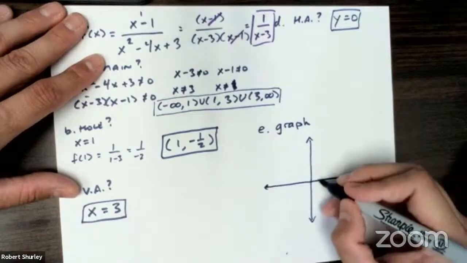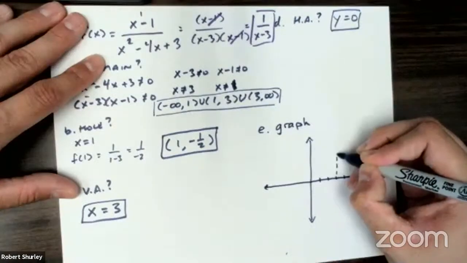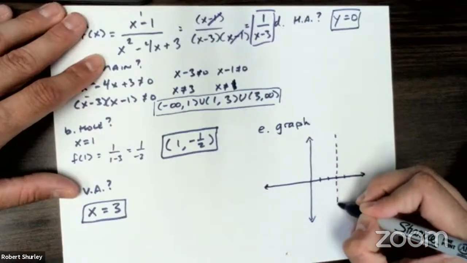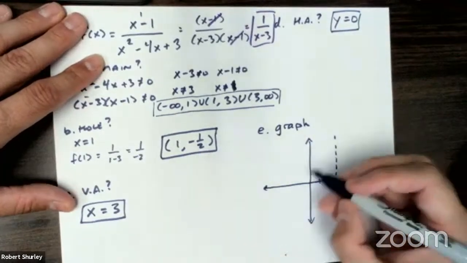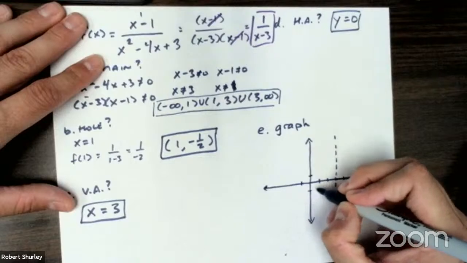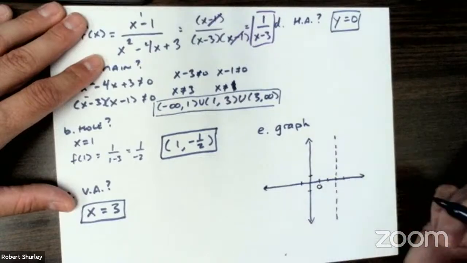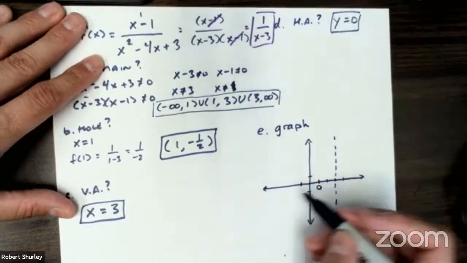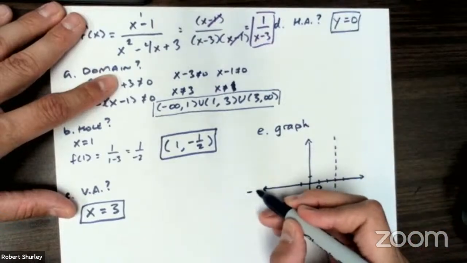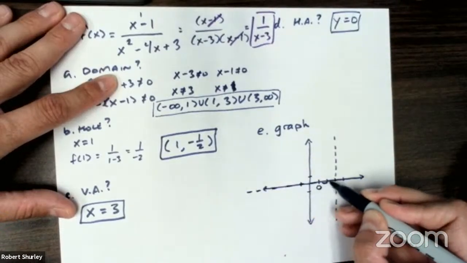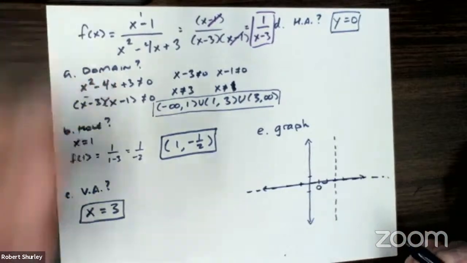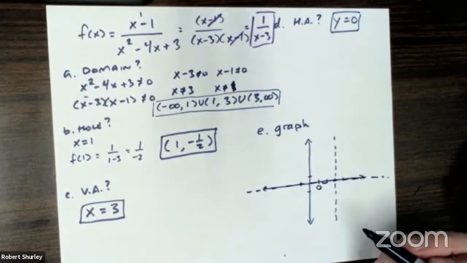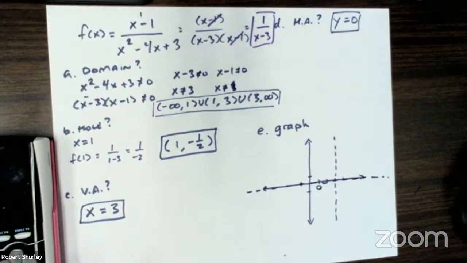So x equals 3, let's start there. We've got a vertical asymptote at x equals 3. We've got a hole at (1, negative 1/2). And then we've got a horizontal asymptote at 0. It's going to be kind of hard to see because it's on top of the x-axis. I'll try to graph it there. And then I'm just going to plug it into my calculator.